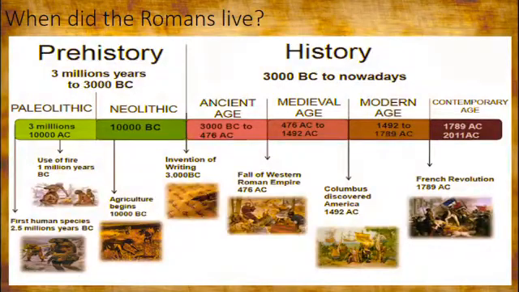I want to have a quick look at when the Romans lived, because when they lived will have affected the way their armour looks. They'll have had different technology available to them, just like we do today. So their armour might have needed to be different, and the way they fought might have needed to be different. So let's have a look at where we are on this timeline.